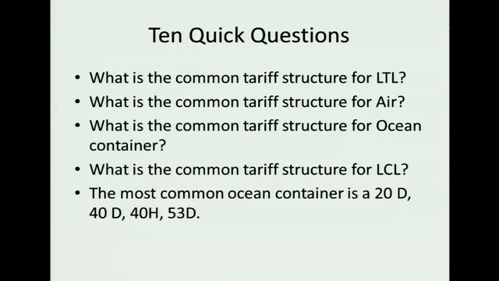Origin zip, destination zip, what else? The tariff itself, the freight class, the weight, and the discount, the percent discount, right? LTL tariffs are based on what? Less than truckload, right? They're based on a tariff structure, and so they're all weight-based tariffs.